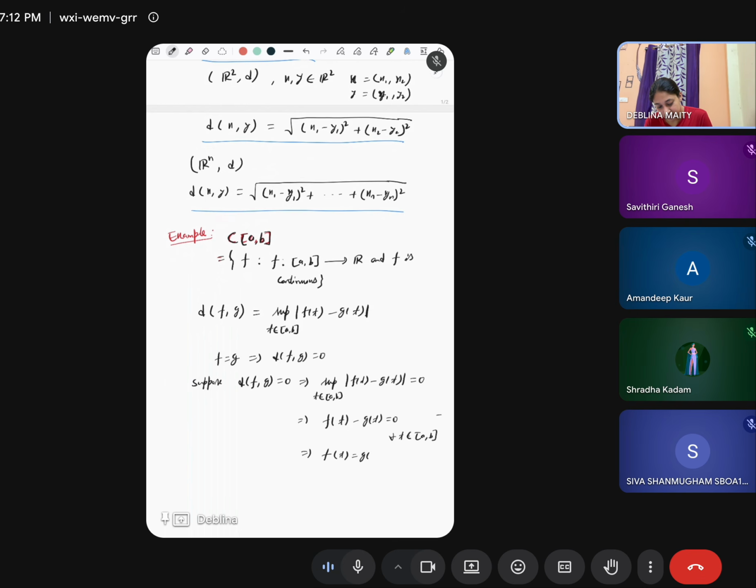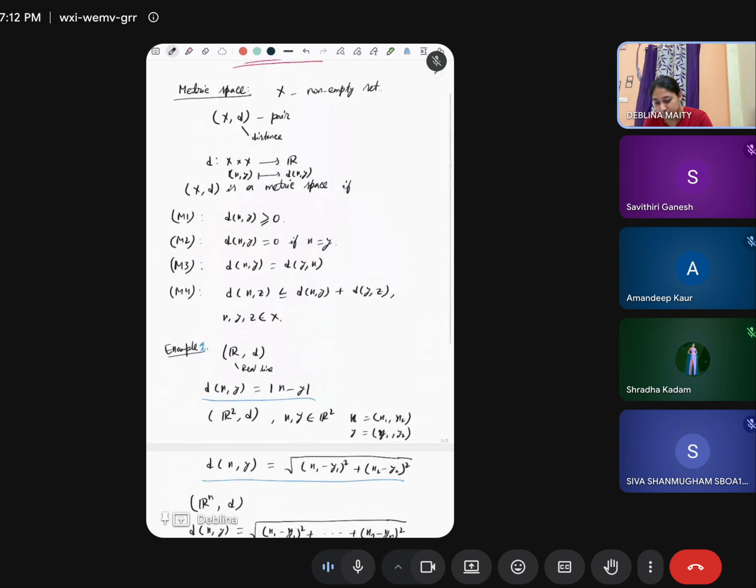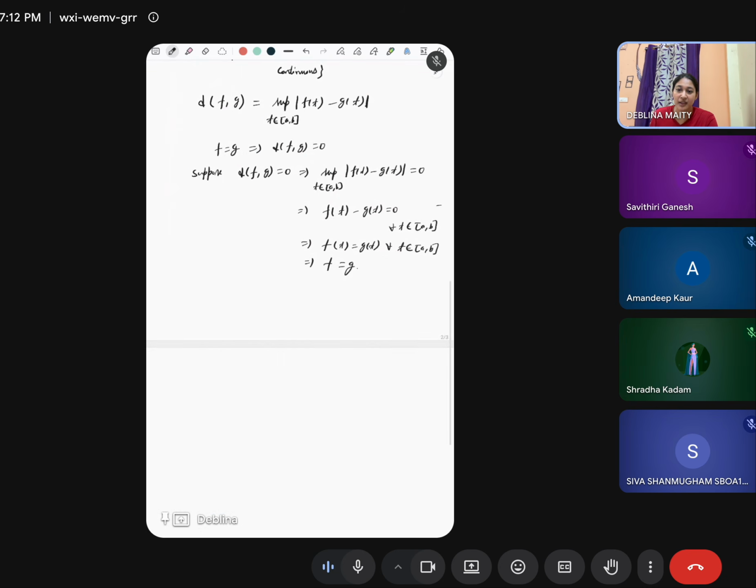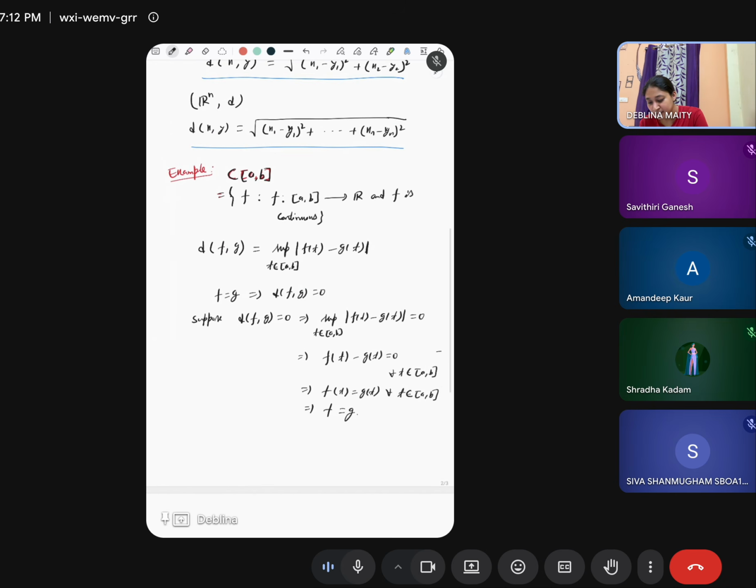f(t) equals g(t) for all t in [a, b], and this implies f equals g, right? So the second one is also true for this metric, and it satisfies the commutativity property. And for the triangular inequality, it is easy to show, because modulus of a minus b is less than or equal to modulus of a plus modulus of b, and like this you can show that this also satisfies the triangular inequality property, right? So C[a,b] with this metric forms a metric space, right?